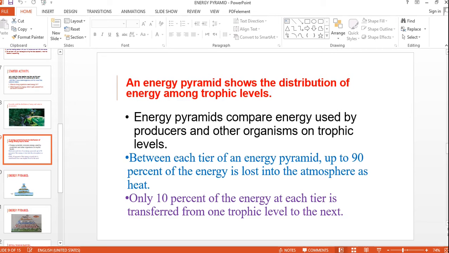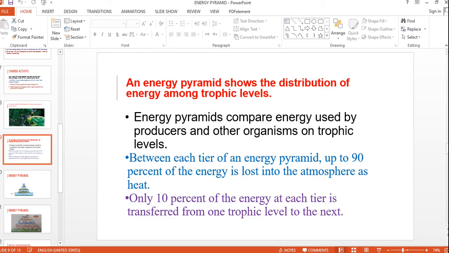Now, you know that when energy is converted from one form to another form, some of the energy is lost and some of the energy is converted into another form. But the total amount of energy always remains constant. Now, let's suppose the producers capture light energy and convert it into chemical energy. After that, when primary consumers eat producers or the plants, they get some of the energy from it, and some of the energy is lost into the environment in the form of heat or waste.